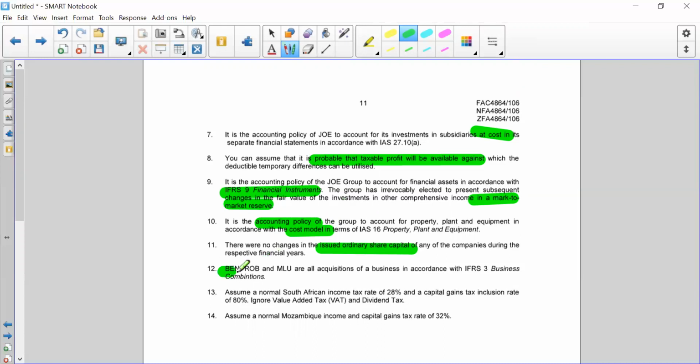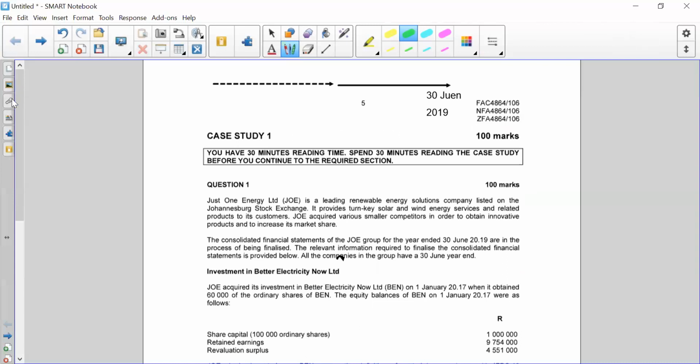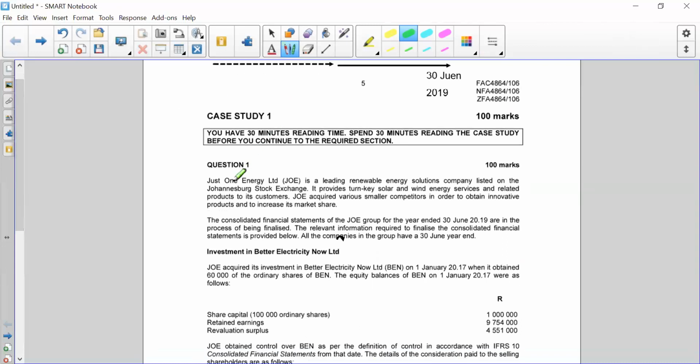Ben, Rob, and Lou are all acquisitions in accordance with IFRS 3. Then, of course, they give us the tax rates and the CGT rates, and they ask you to ignore dividends withholding tax, which is fine. The only additional thing they give us, and we'll deal with this when we get to MLU, is that the Mozambican income and capital gain tax rate is 32%. Now that we have an understanding of all the accounting policies we're dealing with in this question, let's work through the information of Ben.